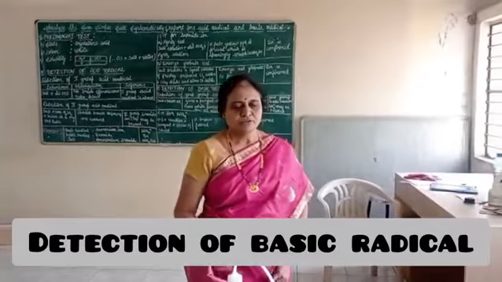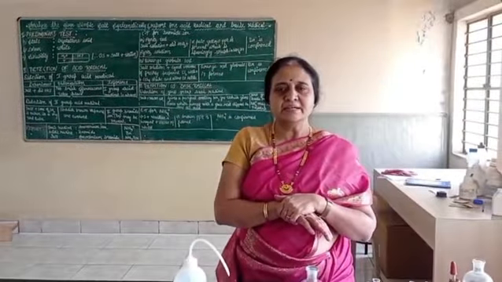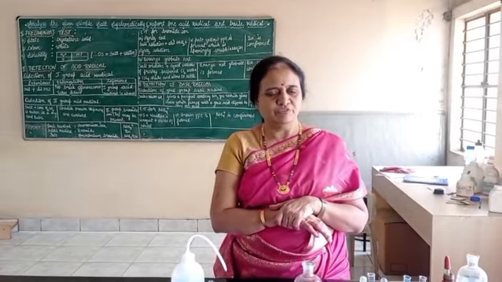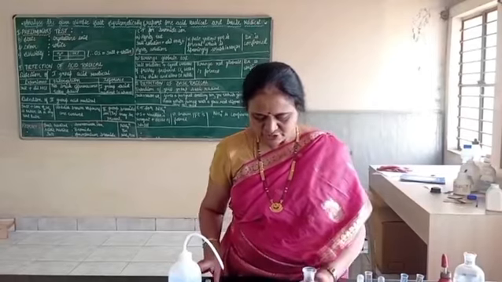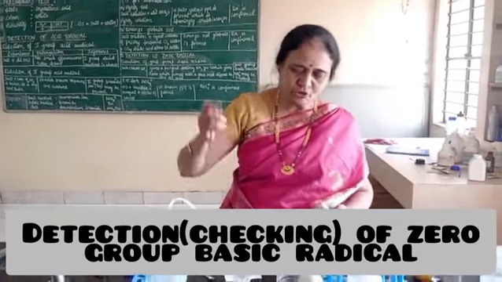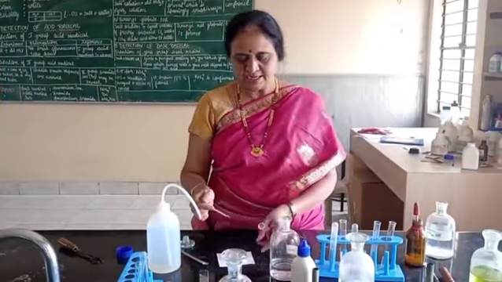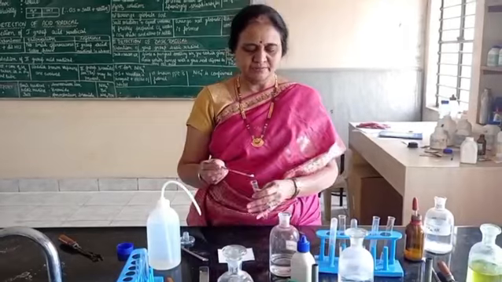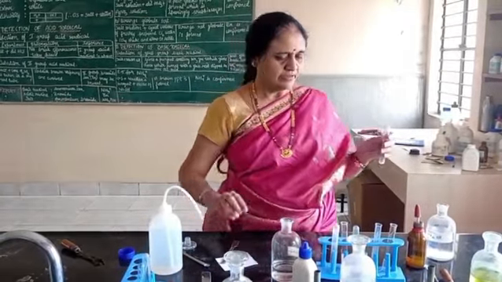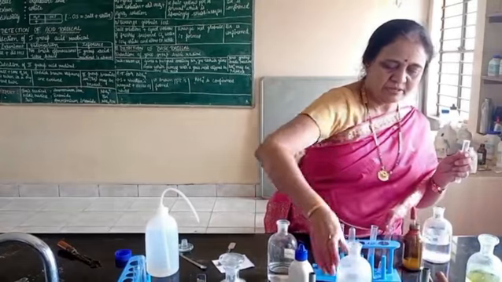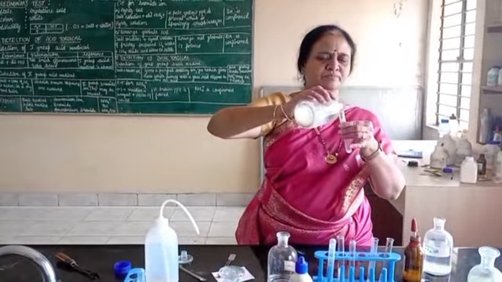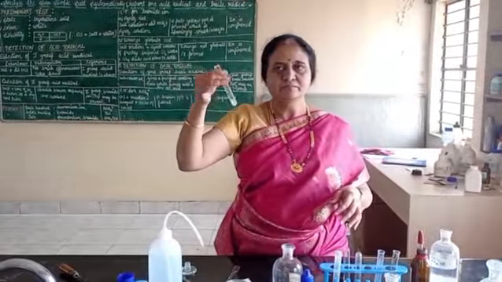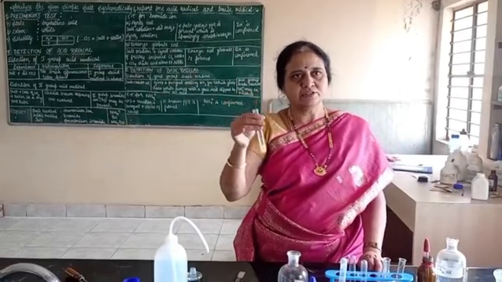Basic radicals contain 6 groups: 0 group, first, second, third, fourth and fifth group. First I am checking for 0 group basic radical. For detection of 0 group basic radical, I am taking salt and adding NaOH. Shake well. If necessary, you have to heat also.